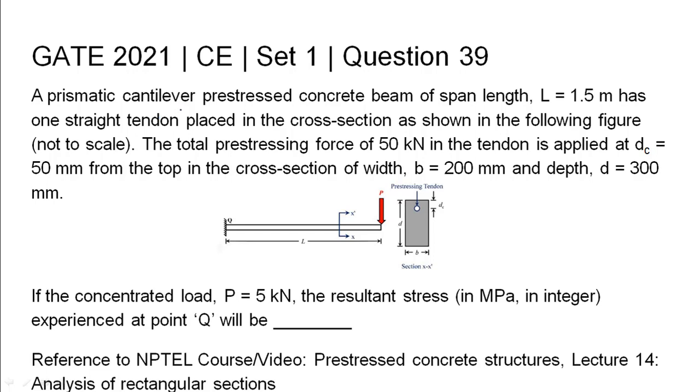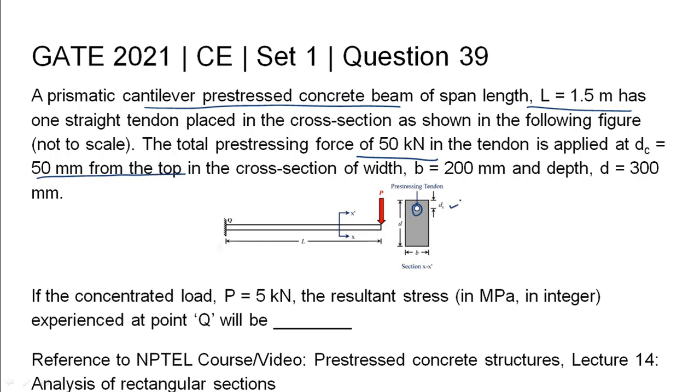GATE 2021 Civil Engineering Set 1 Question 39. A prismatic cantilever pre-stressed concrete beam of span length 1.5 meter has one straight tendon placed in the cross section as shown in the following figure. So we can see that this is the tendon. The total pre-stressing force is given as 50 kN, which is applied at 50 mm from the top.